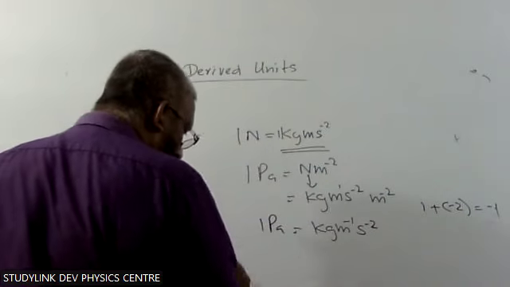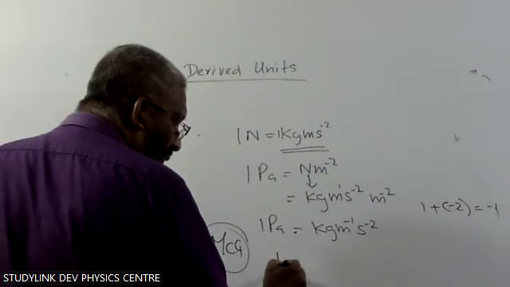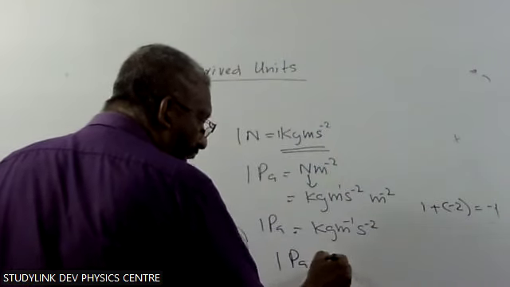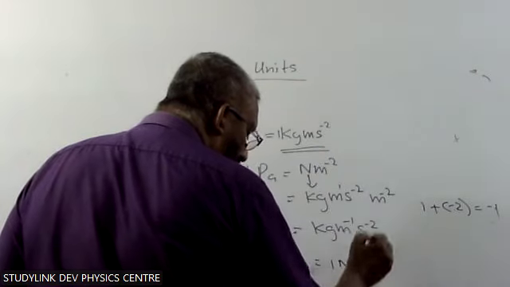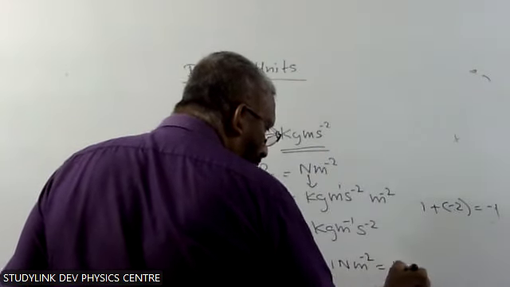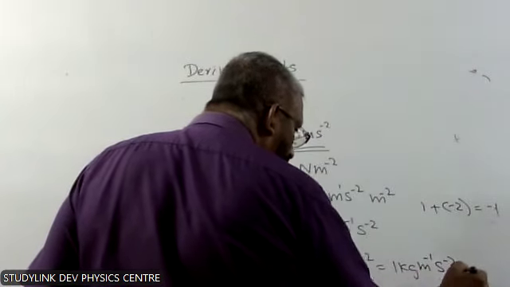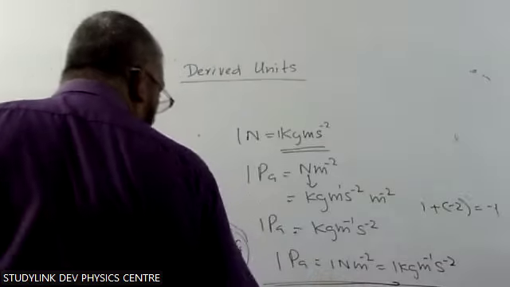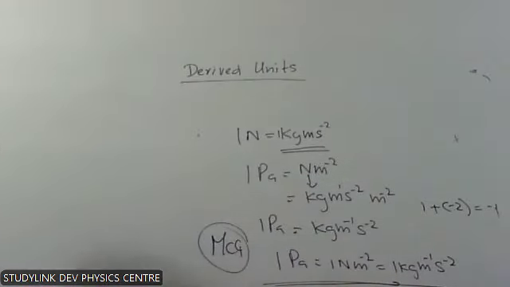Another way. For MCQs, they can give you as a question 1 Pascal is equal to 1 Newton per meter square is equal to 1 kg m^-1 s^-2. So for MCQs, this type of relationship is given.